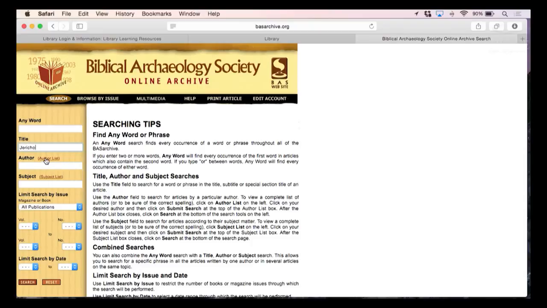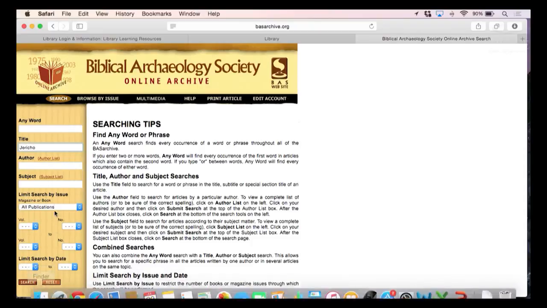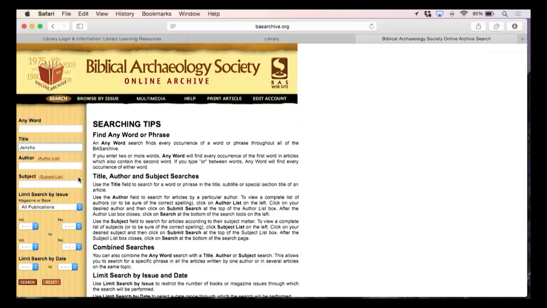Now, this is a good time to tell you something about searching. It is a general rule in databases that the more information you put into your search, the fewer articles you get back. So the more words you put in, the fewer articles you will get.